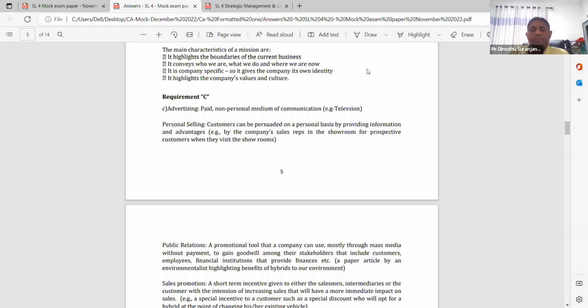Public relations. So you have to develop a broader relationship with different parties, right? For example, CSR activity, you have to spend money on CSR. Through that, you have to develop good relationships.